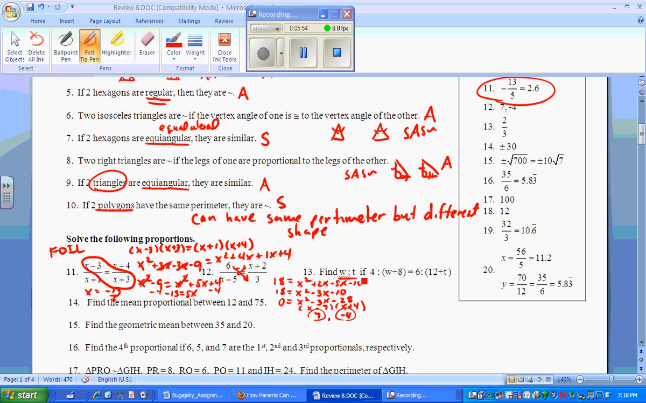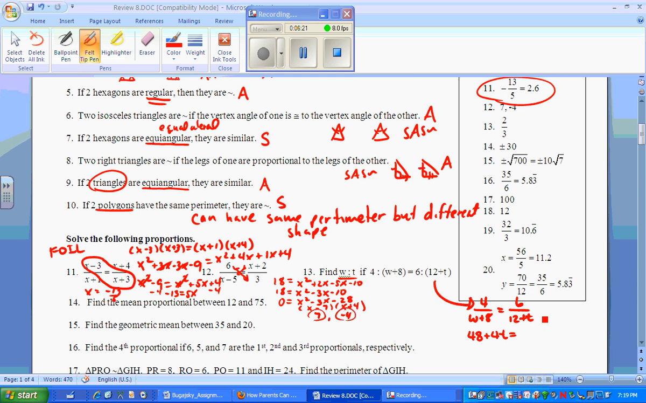Number 4, find WT. This is just like finding XY. You see the colon. If you don't like the colon, you rewrite it out. I'm going to go over here. So you do 4 over W plus 8 equaling 6 over 12 plus T. Still cross multiply. So one side becomes 48 plus 4t.